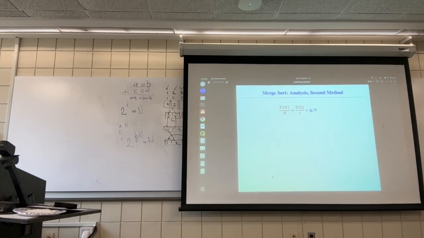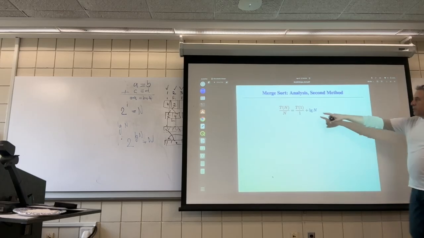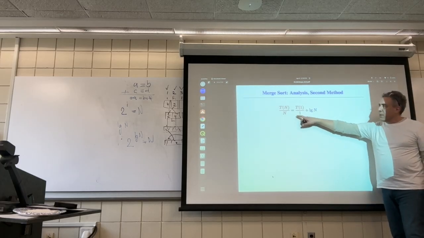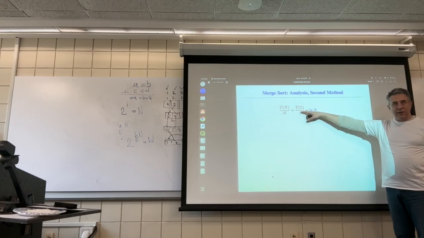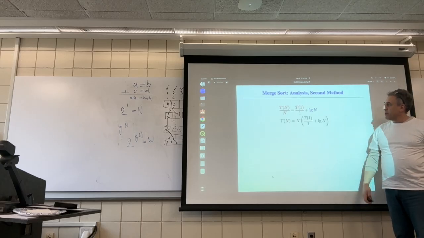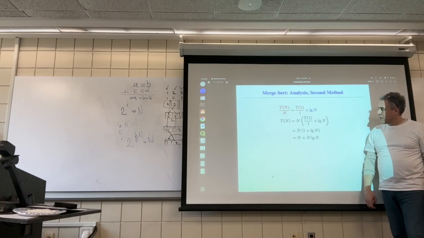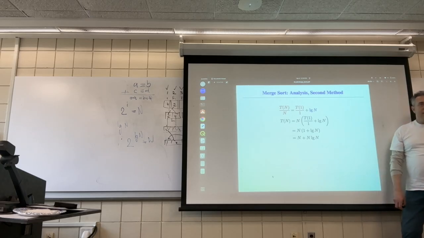T of n over n is equal to T of 1 over 1 plus log n. Now you know this is going to be 1, 1 over 1 is 1, right? But remember I was looking for an equation for T of n. So if I multiply both sides by n, I get n plus n log n.